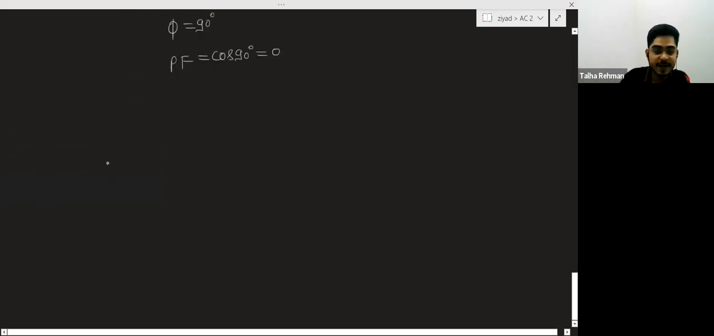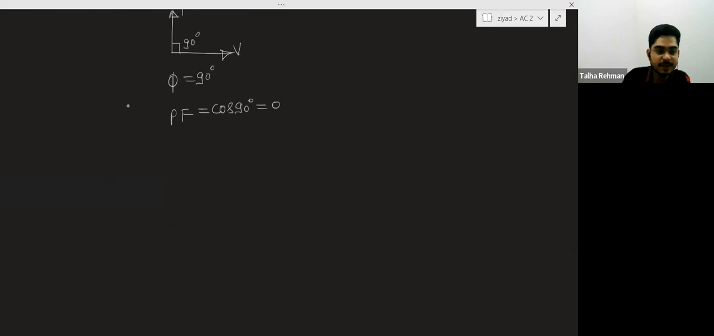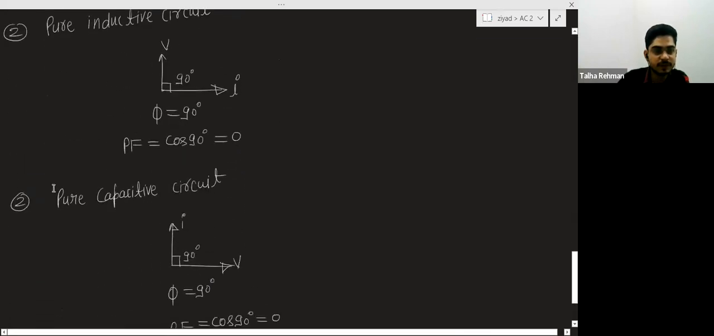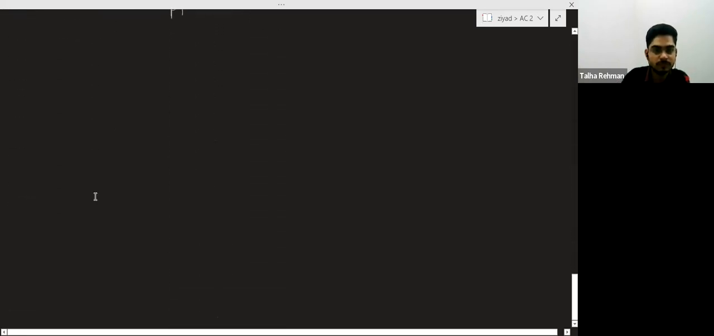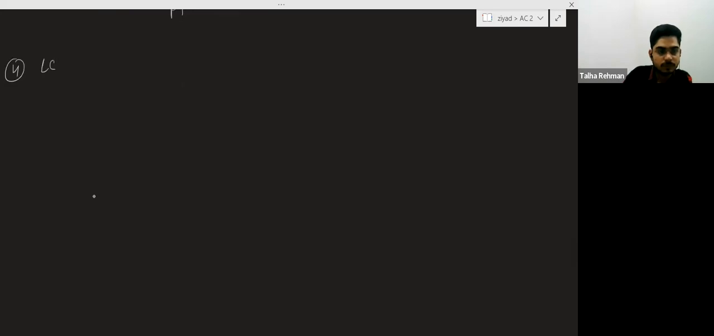The fourth circuit that I have discussed is the LCR series circuit. Basically, this is first, second, and this is third. In the LCR circuit, now we want the cos phi. And for that, what type of phasor diagram will be there? We should know.